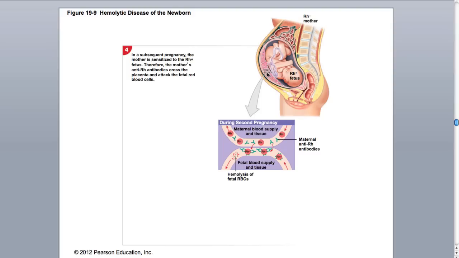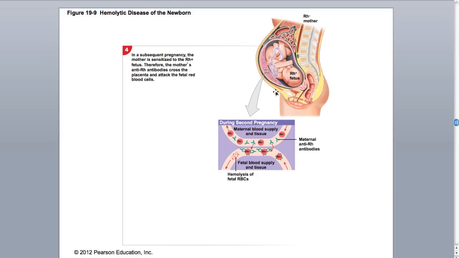If the second fetus is Rh negative, nothing happens to the second fetus. It's only when the subsequent one happens to be Rh positive. So if the third fetus happened to be Rh positive after the second one was Rh negative and nothing was done, then that third fetus, which is now Rh positive, would have a problem. So of course, it's the first fetus that sets up the problem for future children.